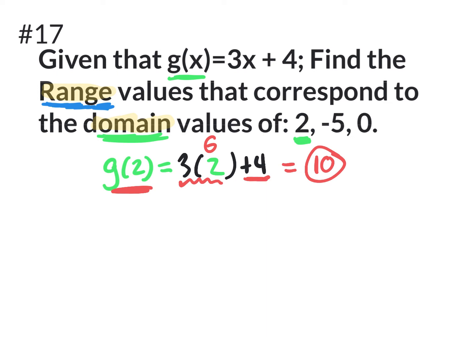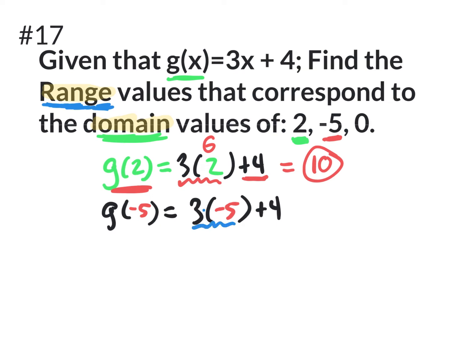Let's plug in negative 5. So plugging in negative 5, that's going to be g of negative 5. That will equal 3 times negative 5 plus 4. Let's write that out. So let's do the multiplication first, right? 3 times negative 5, what is that? That's negative 15. I'll write it right here below, negative 15. Bring down the plus 4. Negative 15 plus 4, the answer is negative 11.